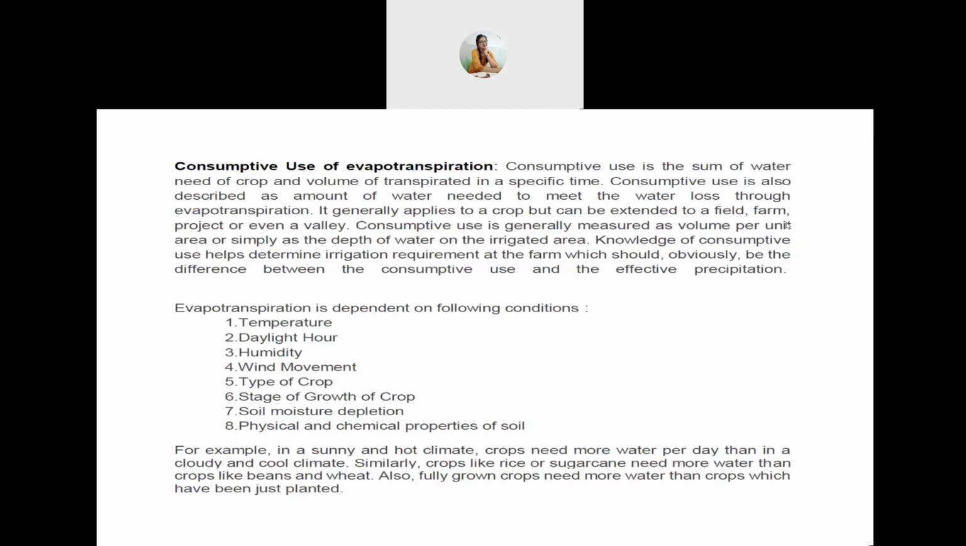So evapotranspiration is dependent on certain conditions, or rather certain factors. There are 8 conditions or 8 factors which I have cited here. First one is temperature, second is daylight hour.